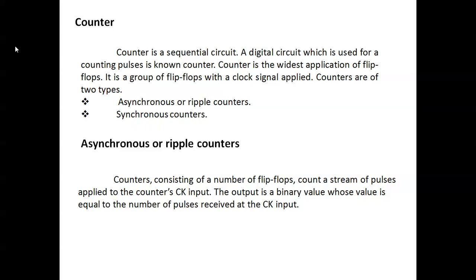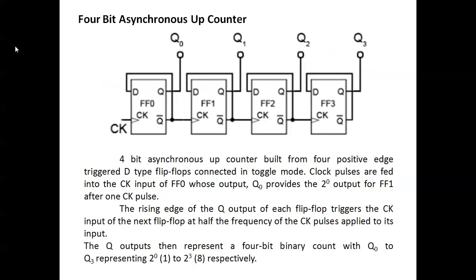Okay, so asynchronous and ripple counters. So this is the synchronous counter. In an asynchronous counter, the clock is not directly connected to all the flip flops. The clock is given to the first one, then the output is connected to the clock of the second device. Similarly, every device gets its clock from the previous device. This is an up counter.